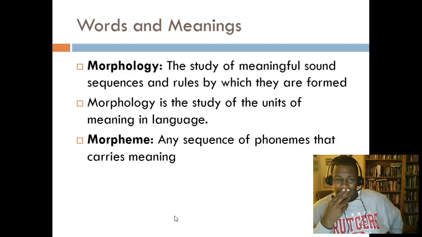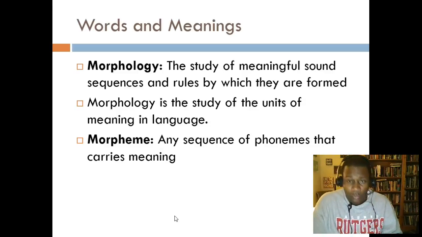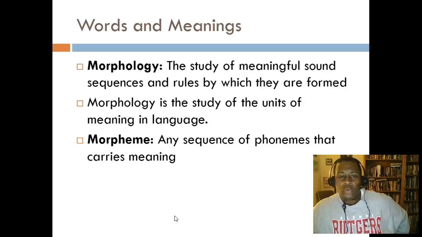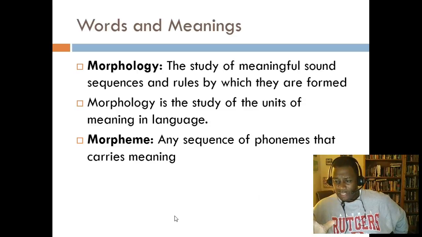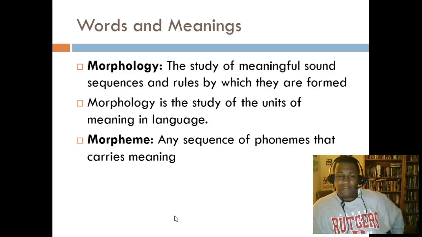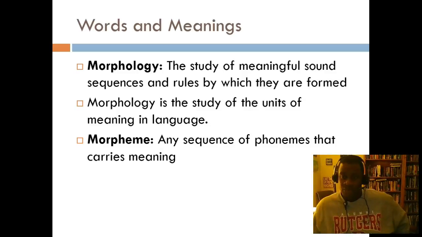Let's talk about words and meanings. The study of words is called morphology. It's the study of the meaningful sound sequences and the rules by which these meanings are formed, or these words are formed. Morphology is the study of units of meaning in a language. So jump is a collection of phonemes that is pulled together by sounds, not words, and that produces a particular sort of meaning. And there are rules that go with it. Often we don't see words that begin with PM or TN because the conventional use of words, that doesn't work, that doesn't go.